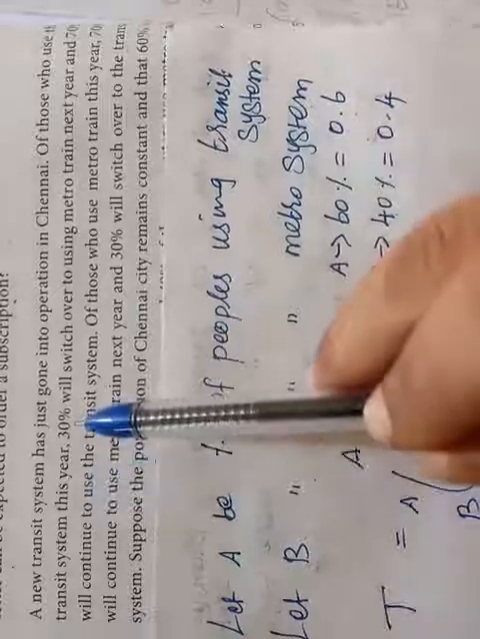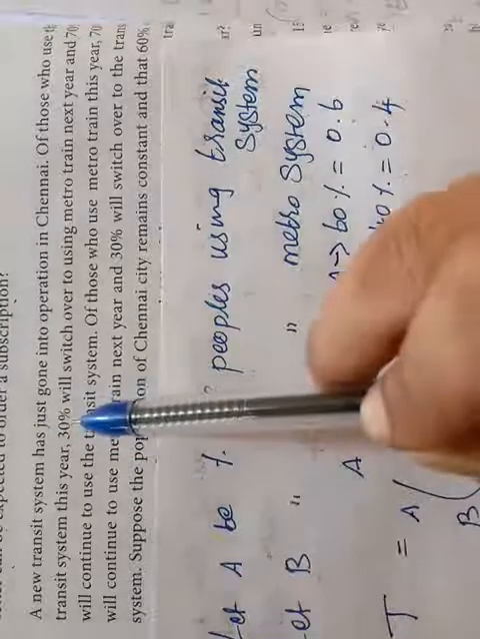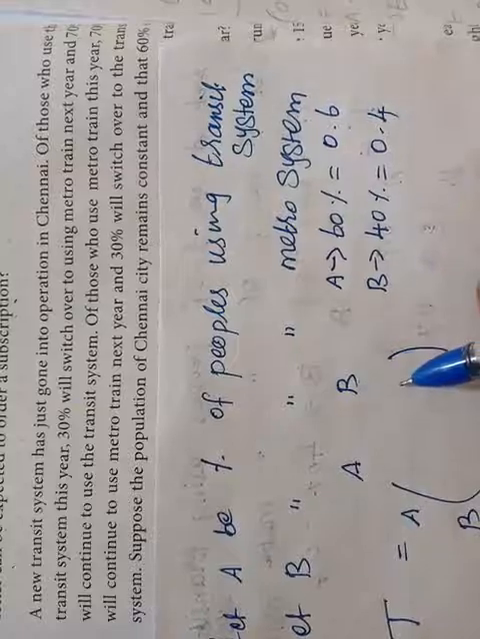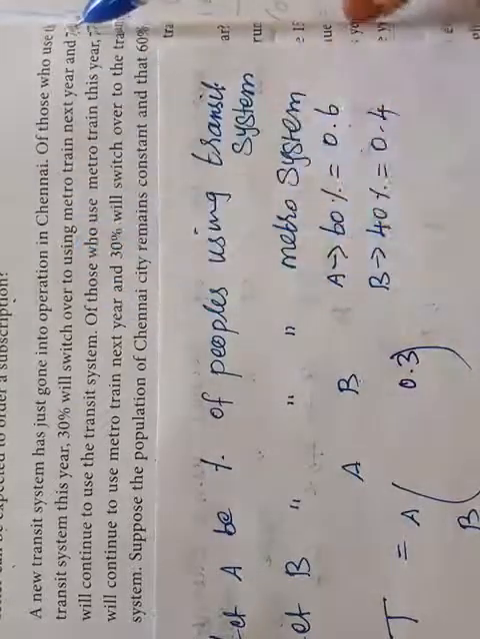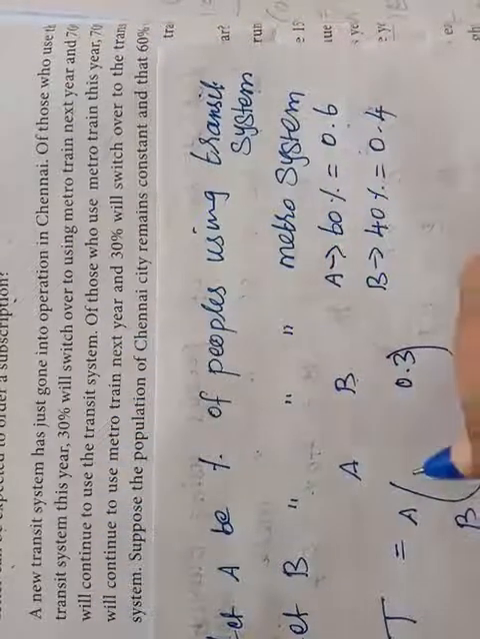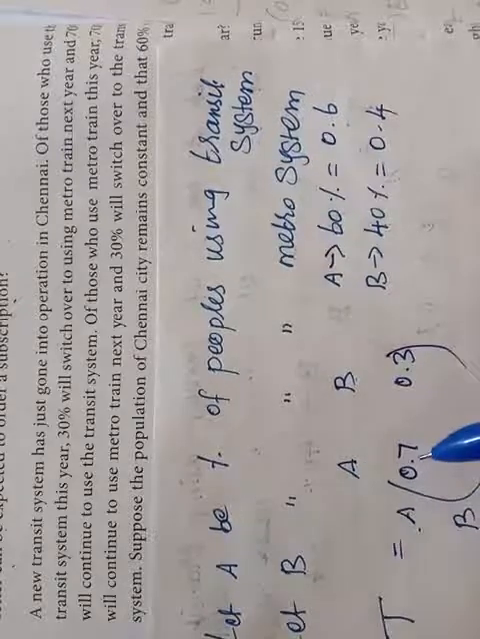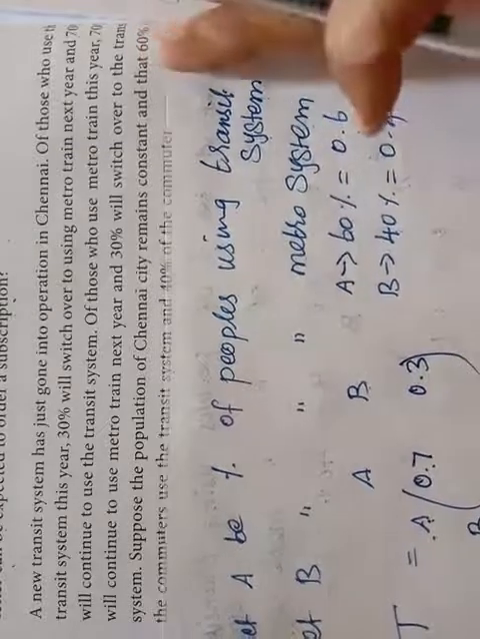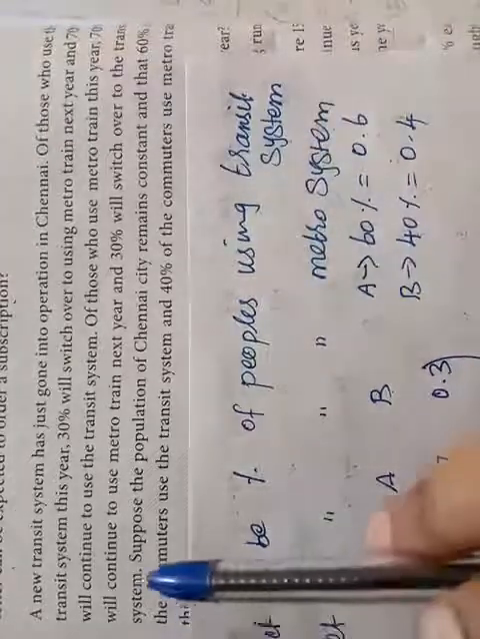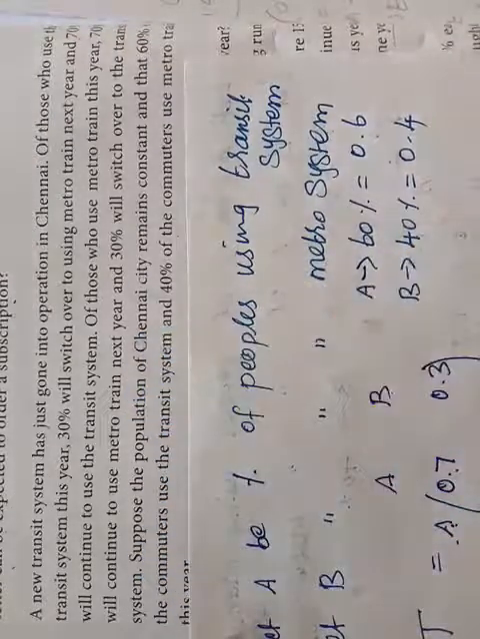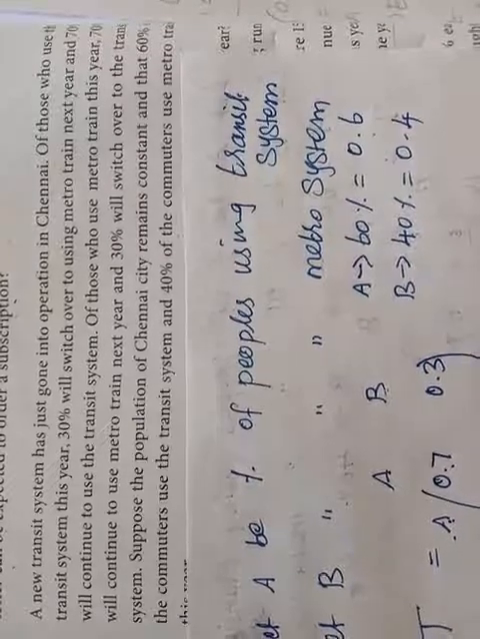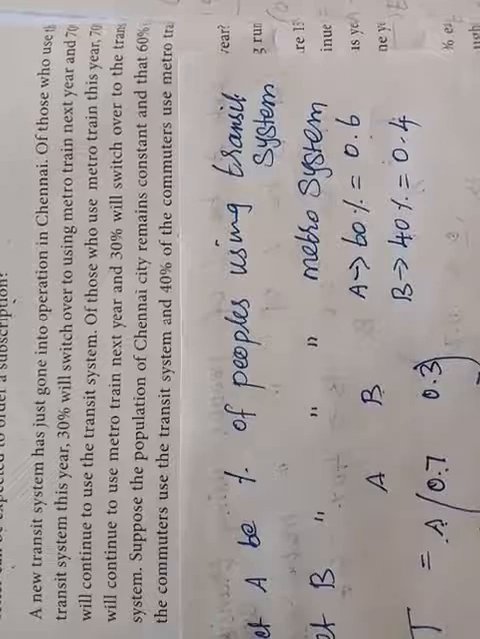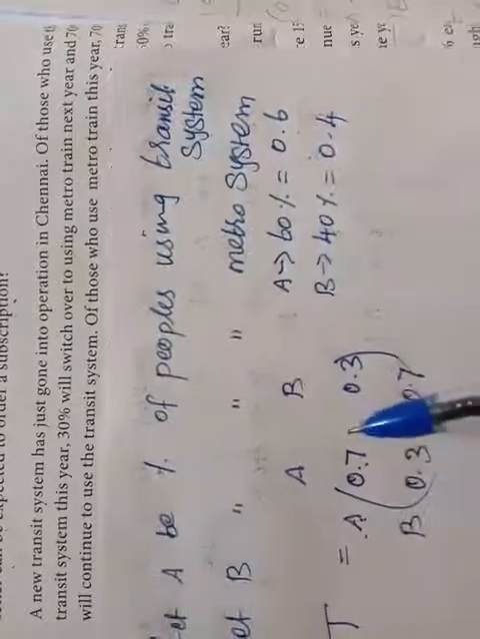And the first condition is given: we want to prepare the transition probability matrix. 30% will switch over to using the metro train system. So this is metro train, so you write 0.3. Next, 70% will continue using the transit system. So for A, the transit system, switching from A to B, from transit to metro, is 0.3. Next condition: 70% will continue using the metro train next year, you write that here. And 30% will switch over to the transit system, here you write 0.3. Next, the transition probability matrix, got it.